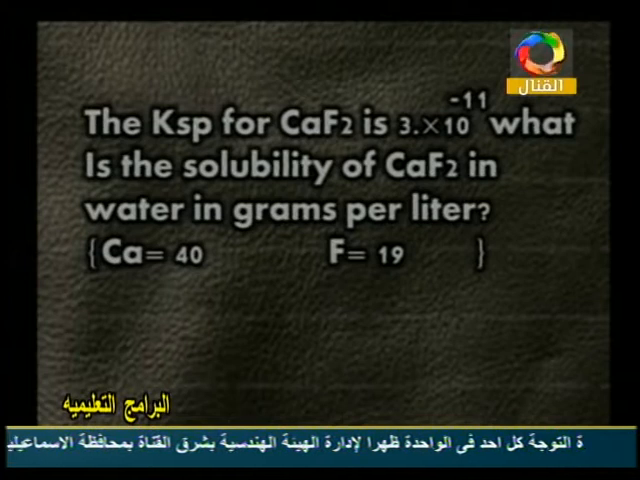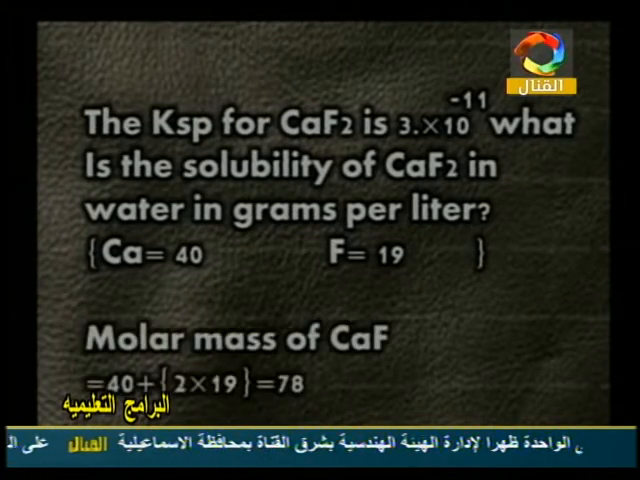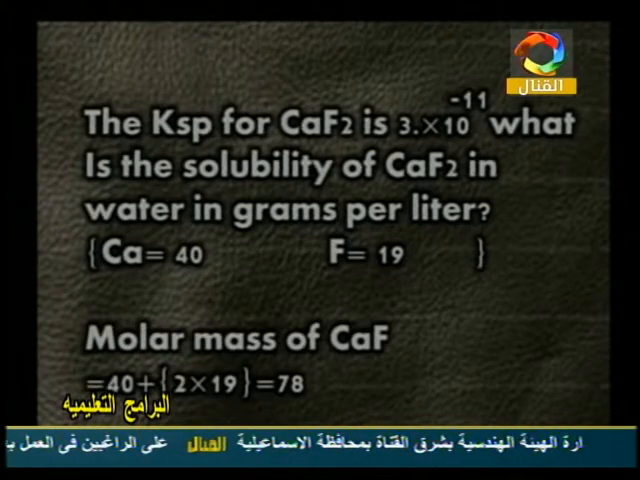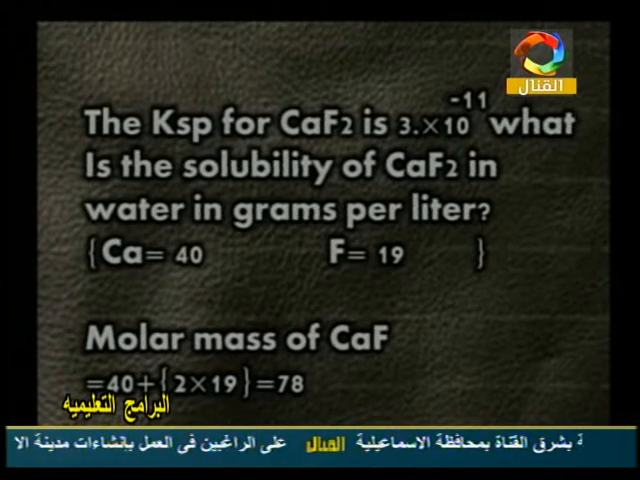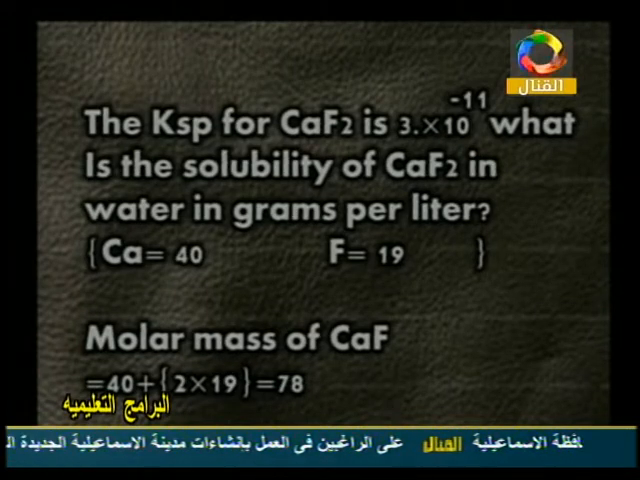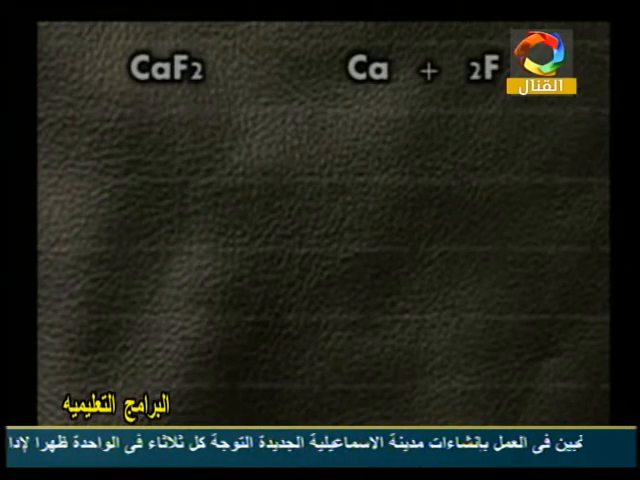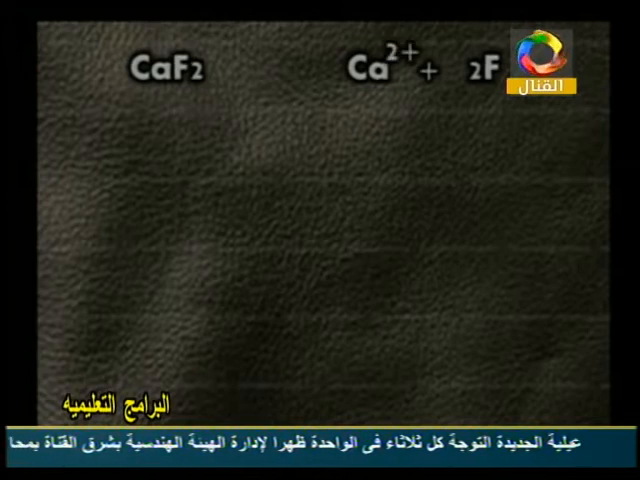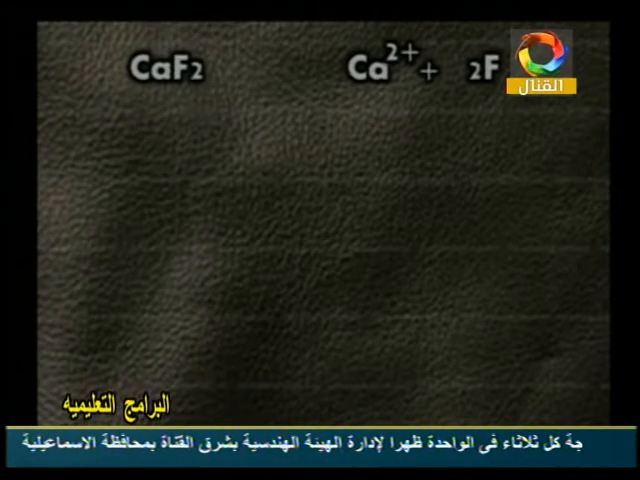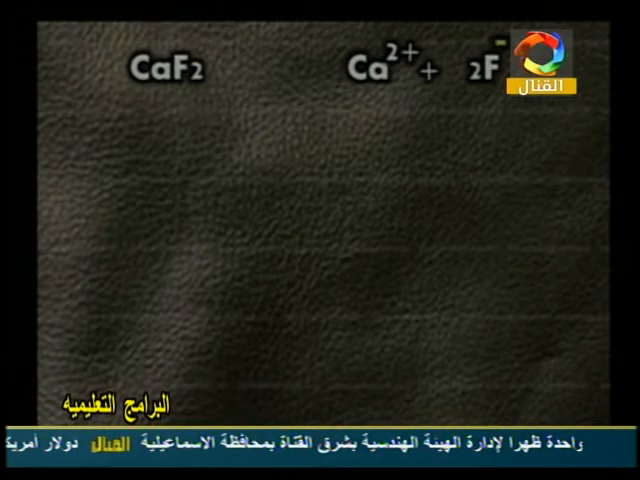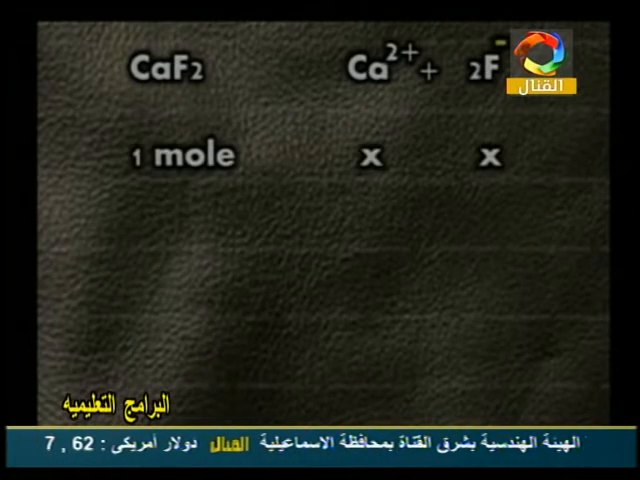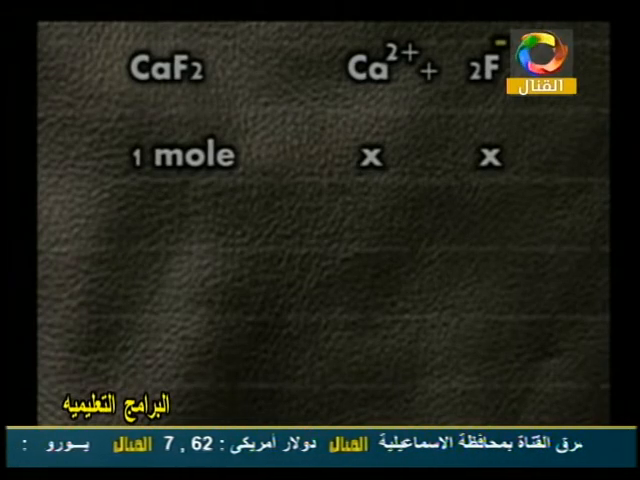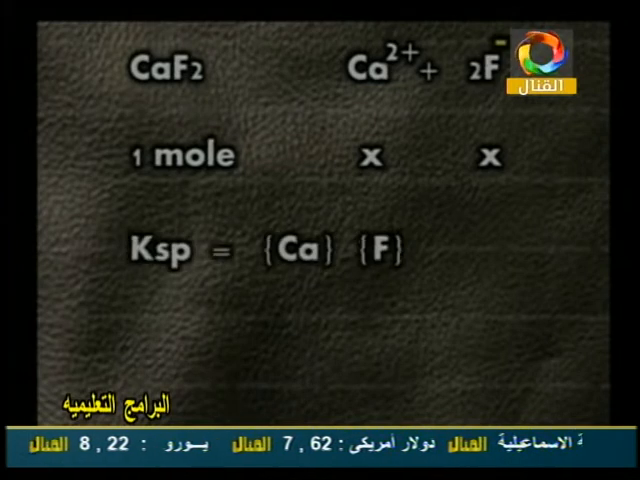How can you catch this question? By the molar mass of CaF2. This is number 1: find the molar mass of CaF2. Don't say CaF only. After that, write the equation. CaF2 will be Ca plus 2F. This is positive and the other is negative. 1 mole, equal X and X, X and 2X.